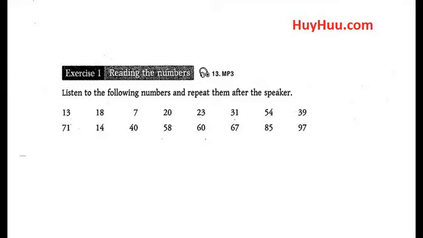Exercise 1. Reading the numbers. Please read these numbers after me.